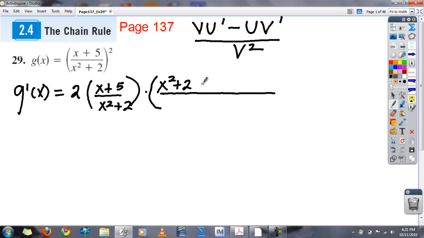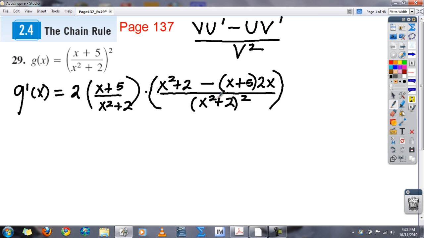Then, minus u v prime. Remember, u is your top, so I'm going to have u, which is x plus 5, times the derivative of the bottom, v prime. What is the derivative of the bottom? Well, using the power rule here, you get 2x. That's the top, and then the bottom is easy. You always just square the bottom function, which is this guy. There's no need to multiply that out, just leave it like this.